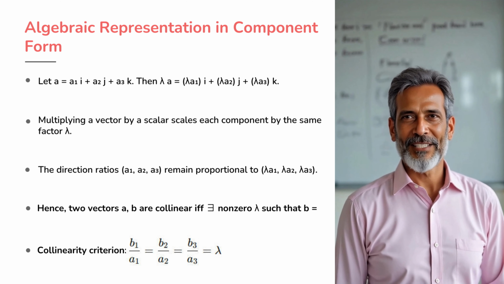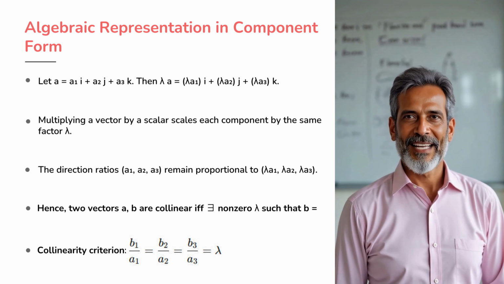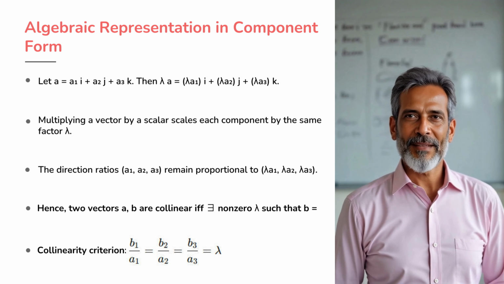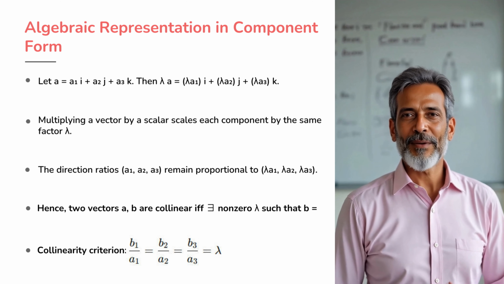Now, two vectors are said to be collinear if one is just a scalar multiple of the other. That means B equals lambda A. Or equivalently, B1 by A1 equals B2 by A2 equals B3 by A3 equals lambda. That's your collinearity condition, a perfect linear relationship. If all those ratios match, the two vectors point along the same line.